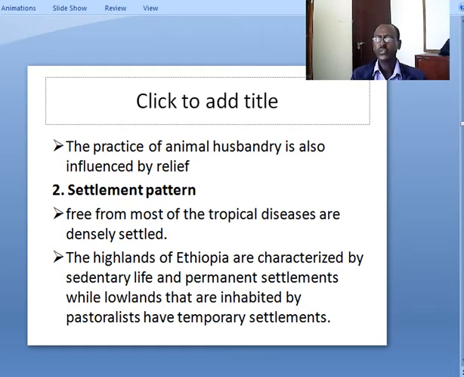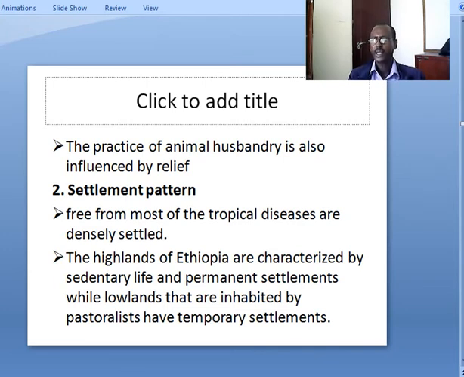Second, the practice of animal husbandry is also influenced by relief. Which kind of animal to be reared where? It depends on the relief type. The second impact of relief is on settlement pattern. Highlands free from most of the tropical diseases are densely settled. Because of this, highlands in Ethiopia are highly or densely populated, whereas lowlands are sparsely populated.